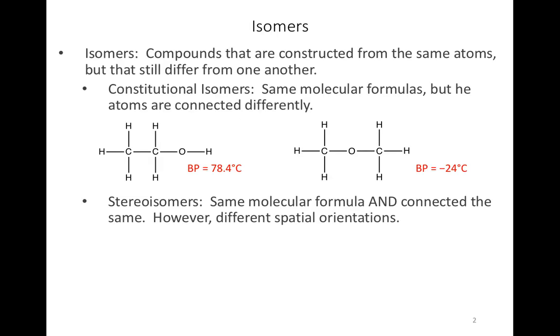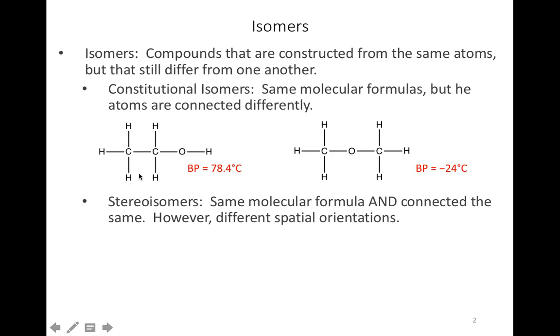Okay, in this video, we're going to talk about cis and trans isomers. So we've dealt with isomers before. Isomers are compounds that are constructed from the same atoms, but that are still different from one another. And I think the type of isomers that we've talked about already are constitutional isomers. So we have the same atoms, but they're connected differently.